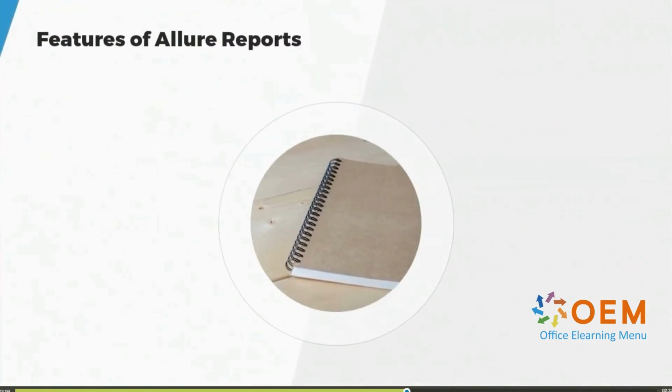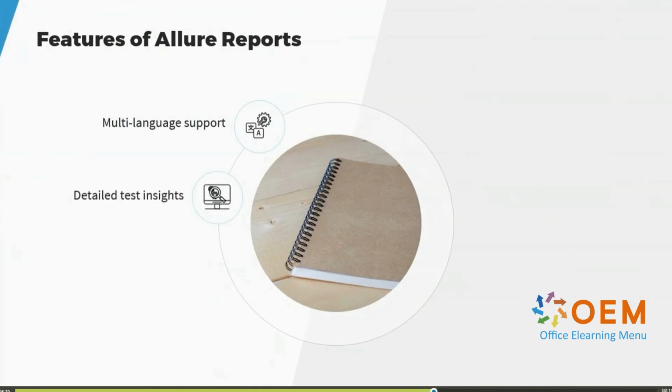Let's quickly discuss some of the features of Allure reports. Allure reports is a versatile reporting tool that works with various programming languages and testing frameworks, offering a unified reporting solution for diverse testing environments. Allure reports provide comprehensive test execution details, including test history, step by step execution logs, environment information, and allows for attachments like screenshots and logs for an in depth analysis of your tests.